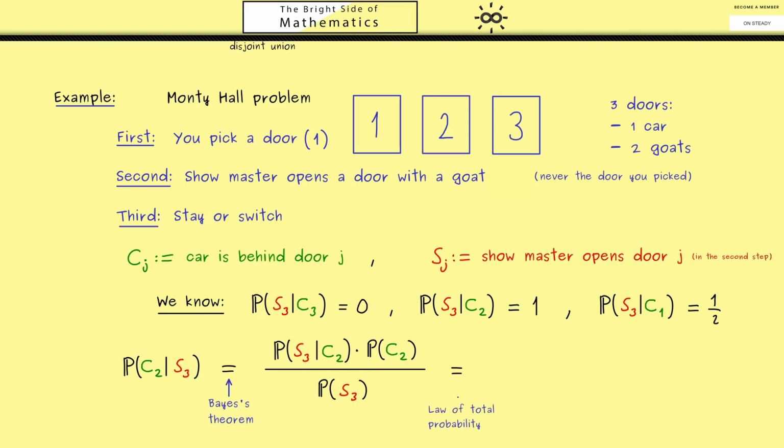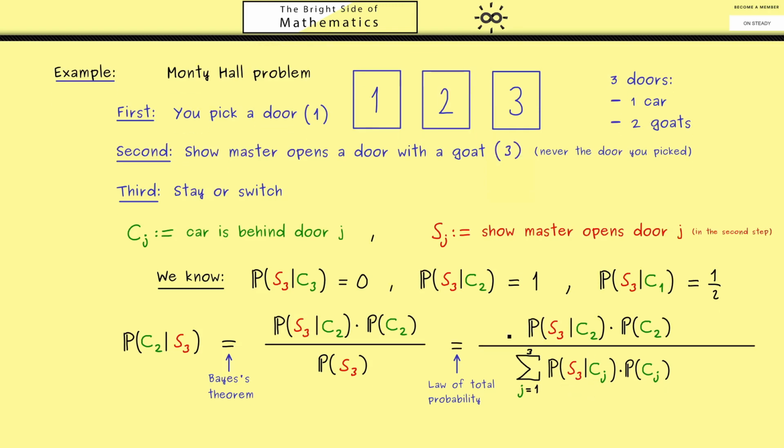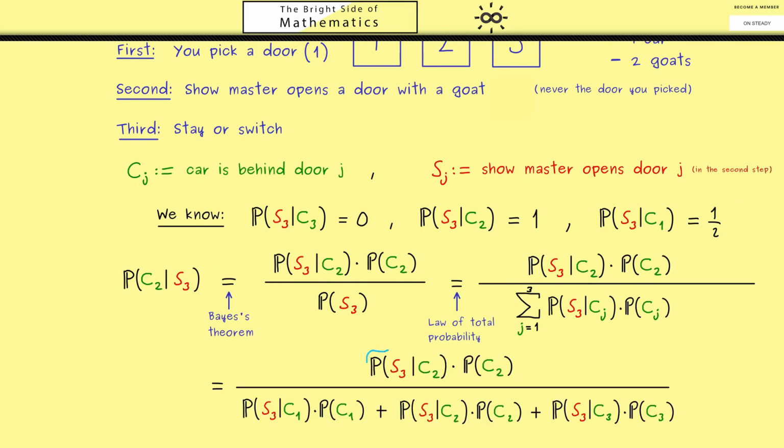Hence, in the denominator we get a sum with 3 parts. Namely, we sum over P of S_3 under C_j times the probability of C_j. And there we can put in our conditional probabilities. Okay, then let's start in the numerator. This probability here is 1. And the same we find here in the denominator as well. Then on the right hand side we find the conditional probability that is 0. And then the last remaining one on the left is 1/2.